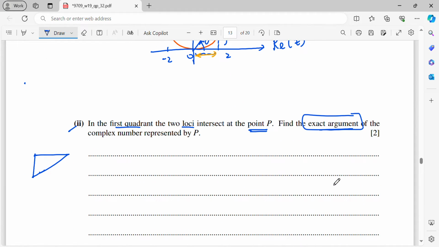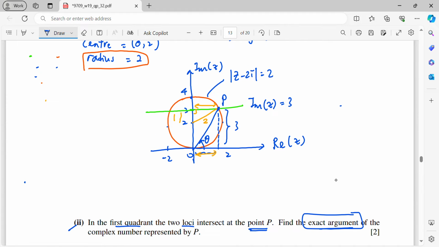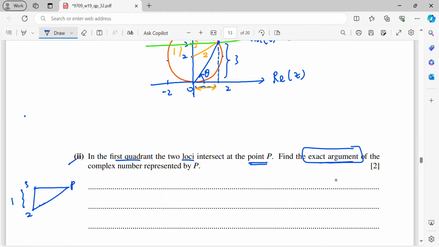this is P. Here is at 2, here is at 3. So the distance here is 1. And then the radius is 2. So it means that here is 2. Alright, so let's say this is x.